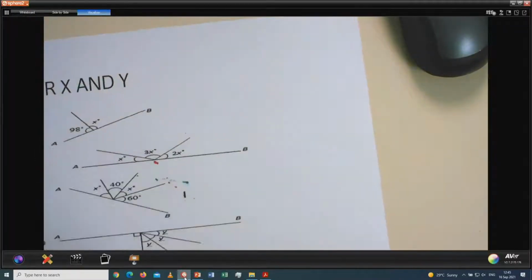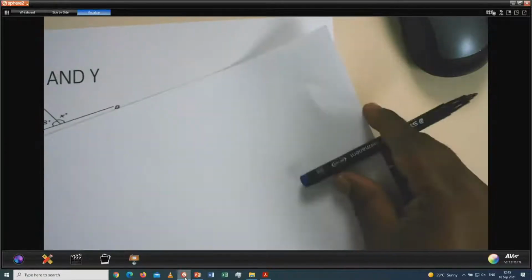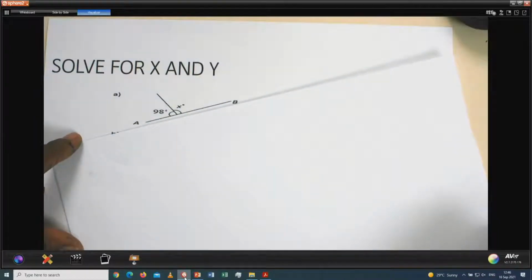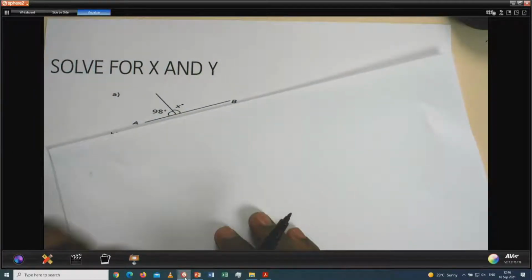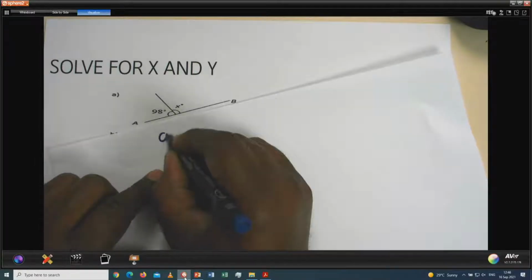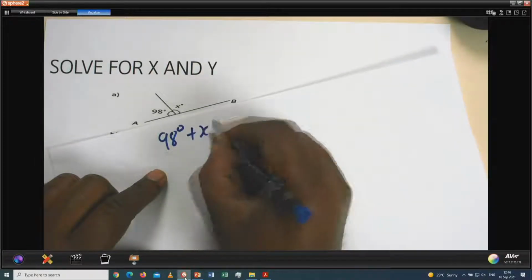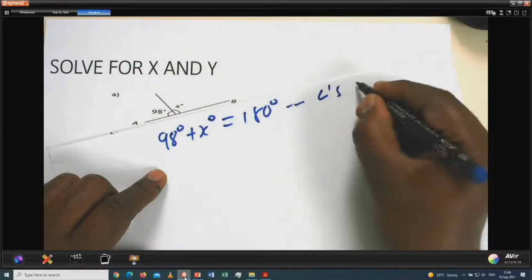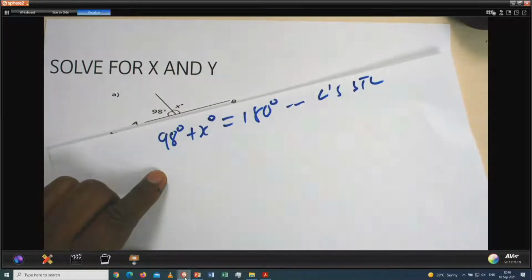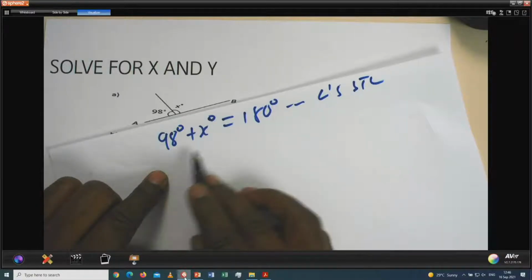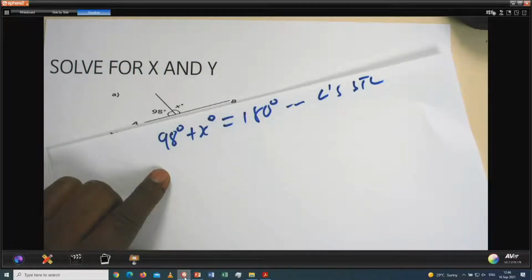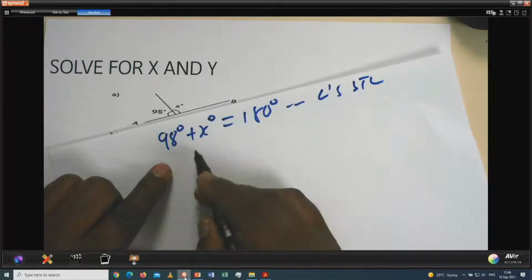You look at the relationship, and then what do you know about the relationship? That's what is important. Yes, line AB is a straight line, and what relationship do you see? You see 98 degrees plus X degrees will give you 180 degrees. What is the reason? Angles on a straight line. For the left side to be 180, what should X be?